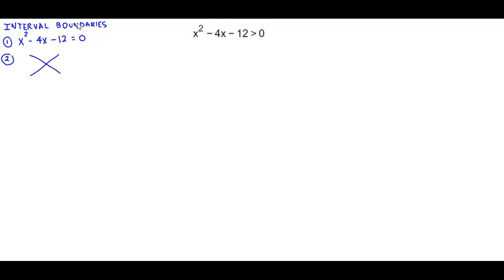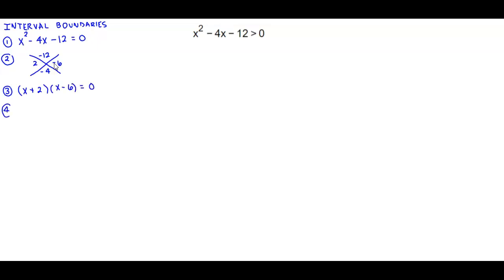The leading coefficient is a 1, so we just need to write negative 12 as the factor of c, that's the constant c, and the value of b is negative 4. So what two numbers can we multiply to get negative 12, and when we add them together, we get negative 4? Well, it's going to be positive 2 and negative 6. Positive 2 times negative 6 gives us negative 12. 2 plus negative 6 gives us negative 4. So therefore, we now know that we have x plus 2 times x minus 6, and that's equal to 0.